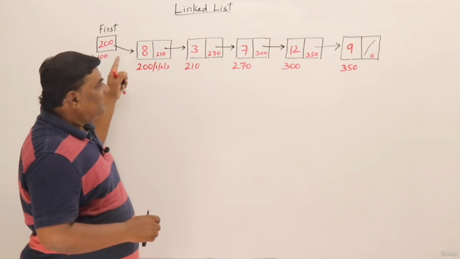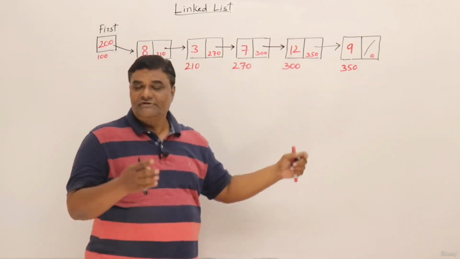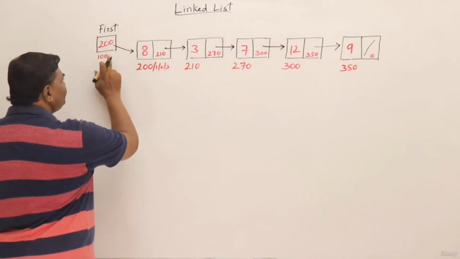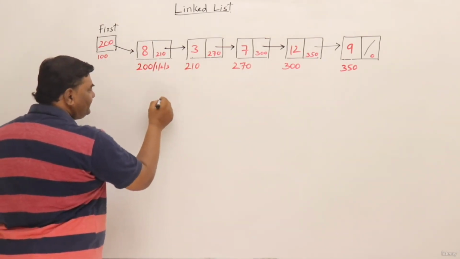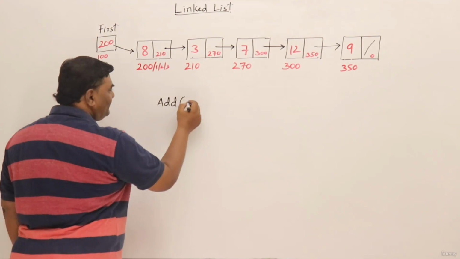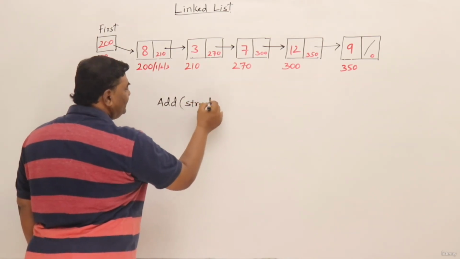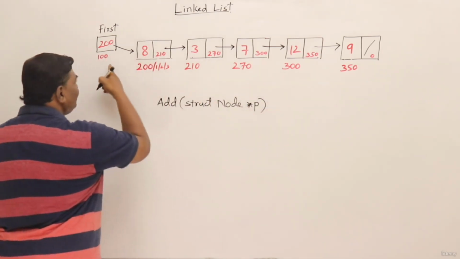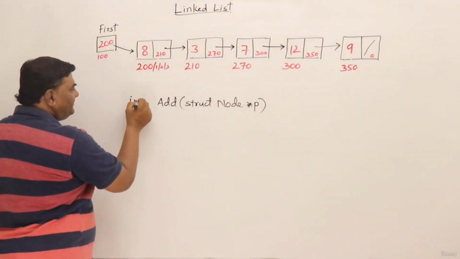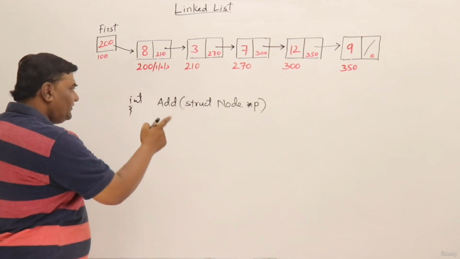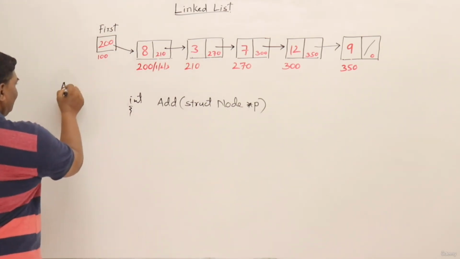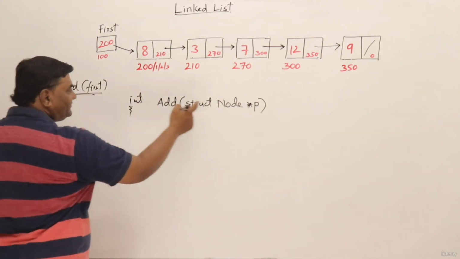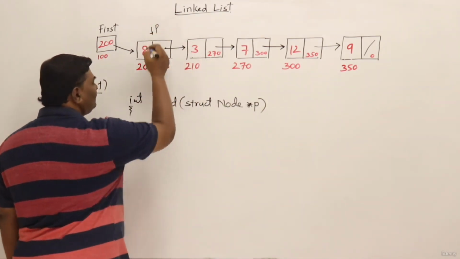For adding, I should traverse all these nodes. We know very well that we need a pointer for traversing all the nodes, and that pointer should start from the first node. So I will call the function add, and it takes a pointer to node type, struct node star p. This p must be the first node. Let the return type be integer. So I am going to call this function by passing add first. It takes a pointer to the first node. P is a pointer to the first node.